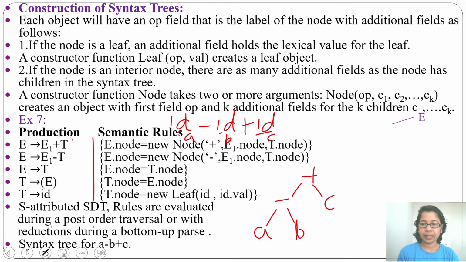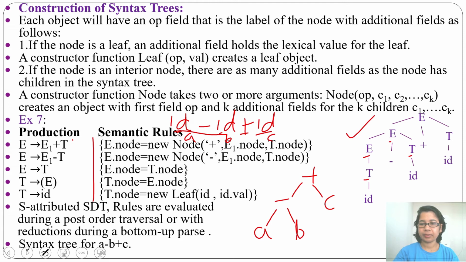Now from E I will derive E plus T. Then from this E I will derive E minus T. Then from this E I will derive T. From this T I will derive ID. I am doing the leftmost derivation. Then from this T I will derive ID. Now ID minus ID is done and plus is already there. So from the last T I will just derive ID. Now this is the derivation tree.